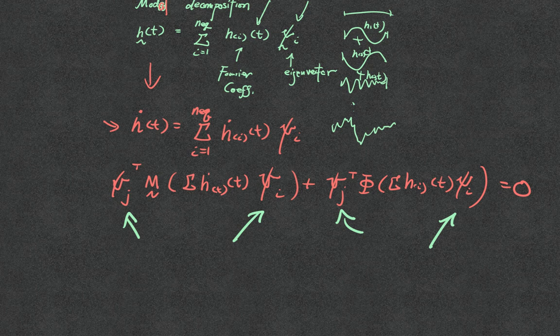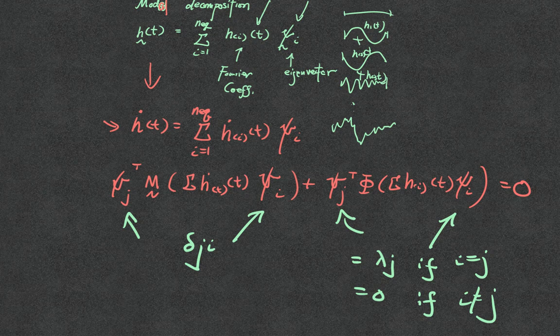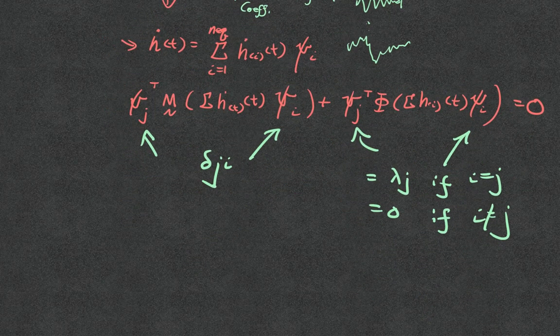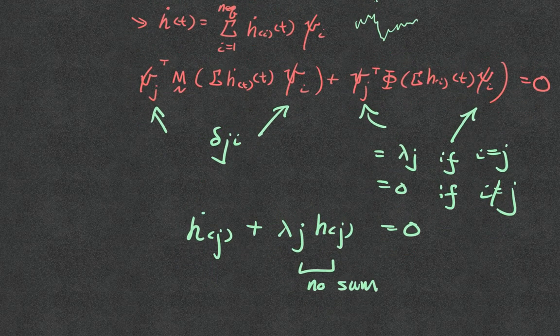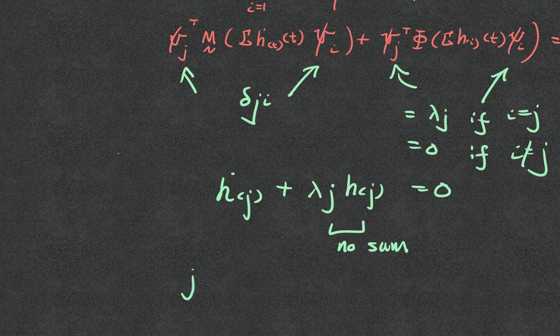Those are eigenvectors, and they are normalized. When they are normalized, they have one nice property: this simply leads to the identity matrix, and these two terms would equal this. The diagonal terms are there, and the off-diagonal terms are all zero. So this actually decouples the solution. Eventually I have h_j dot plus lambda_j x_j, which is the Fourier coefficient, equal to zero, and there is no sum here. This is not an index, just for different modes. J refers to the mode.